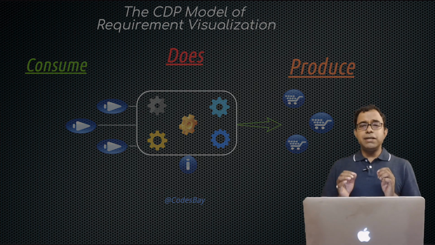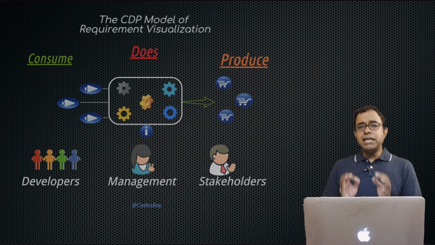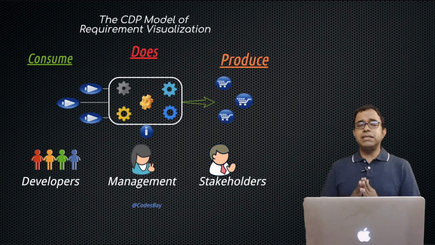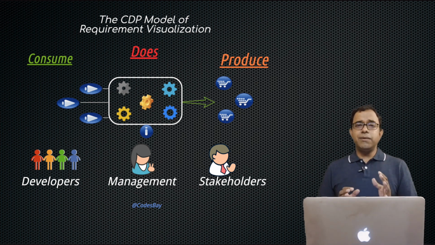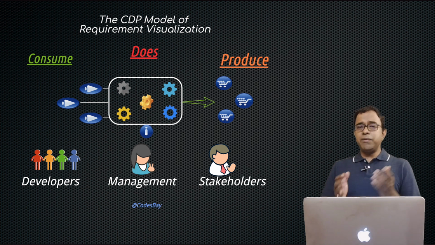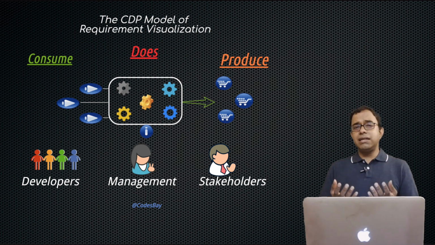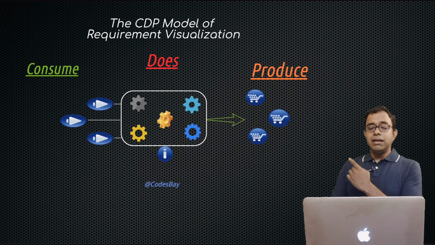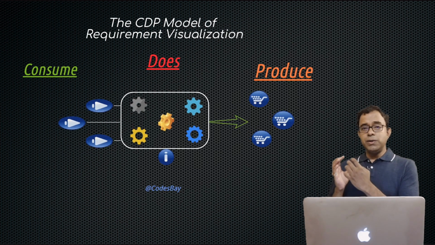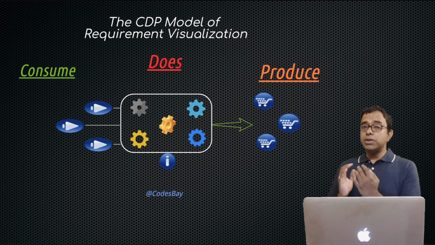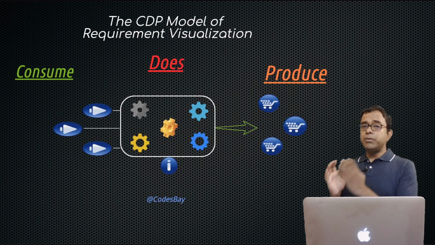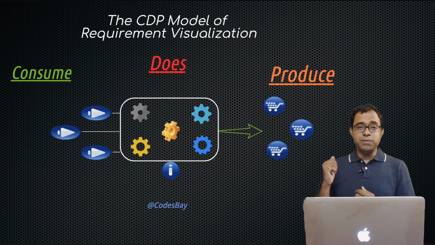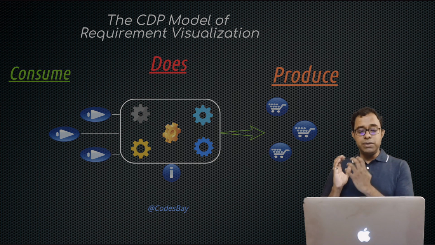Okay, before I show you some examples, let me tell you one very important thing. The biggest advantage of a visual representation model is that everyone can understand the requirement, be it software developers, stakeholders, or people from management who are slightly away from day-to-day development practices. They can also understand the requirement, and this is what we have wanted in the software industry for a long time. Now here is how CDP looks. CDP refers to consume, does, produce. It consumes one or more things, does one or more things, and produces one or more things, as you can see from this picture. This is the CDP model: consume, does, produce.